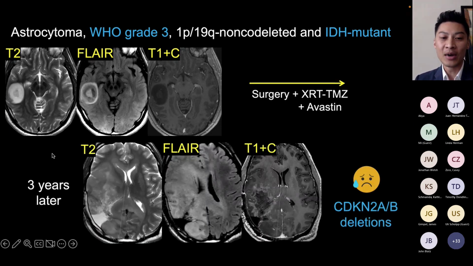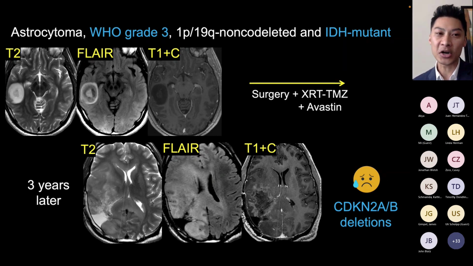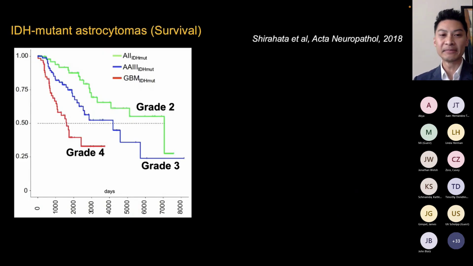What's happening? Well, there's been a lot of progression of T2 FLAIR signal, even across the corpus callosum, that you can appreciate better on the FLAIR. And there are areas of contrast enhancement. But this is an IDH mutant tumor. What's going on? As I mentioned before, in these higher grade astrocytomas, the IDH mutation does not tell the entire story. What we're looking for is CDKN2A/B homozygous deletions, which this patient unfortunately had.